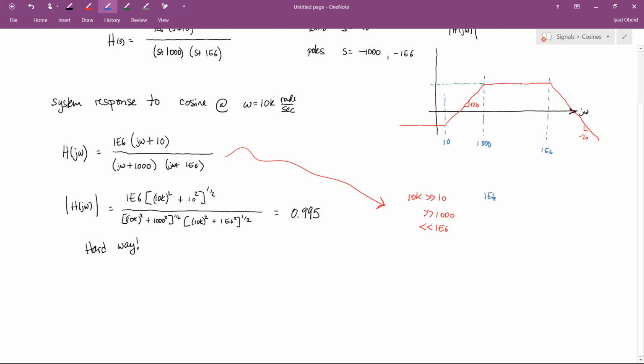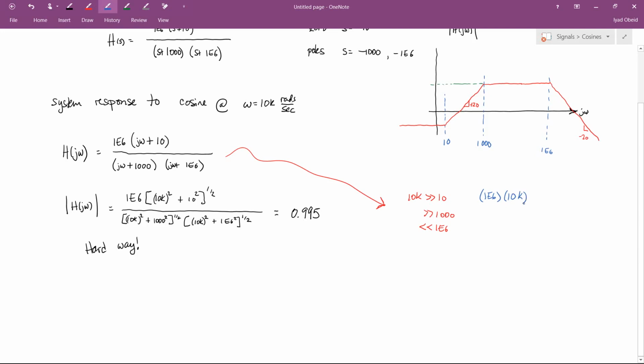Okay, I can't do anything about that. But now if I'm looking at these two terms, the j omega and the 10, I know that the 10,000 is much bigger than the 10. So really the magnitude of that is essentially just the omega, right? The j omega is so much bigger than the 10 that I can effectively ignore the 10, and then the magnitude of j omega is just omega. So omega is 10,000.